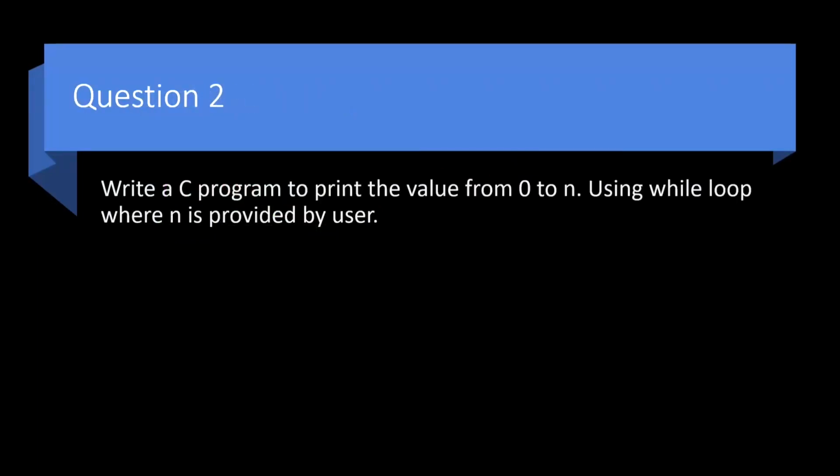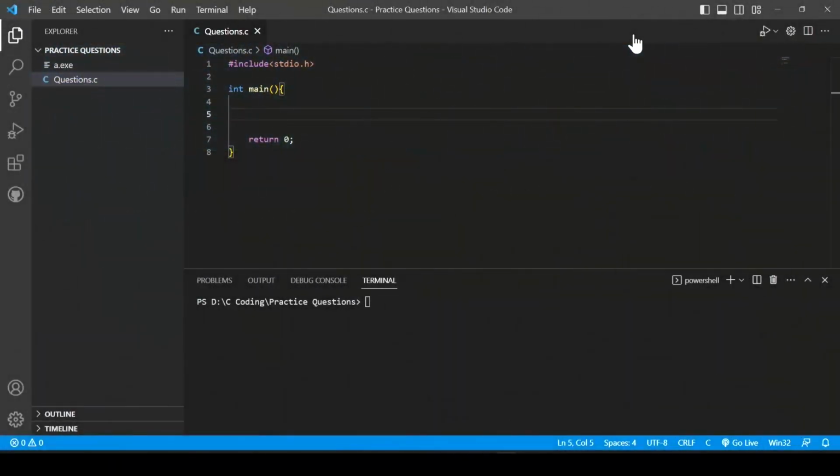Now here we have a question: write a C program to print the value from 0 to n using while loop, where n is provided by the user. Let's do that. Okay, now let's do our question. First of all, we have to declare two variables, int a, int input. You can choose any variable name.